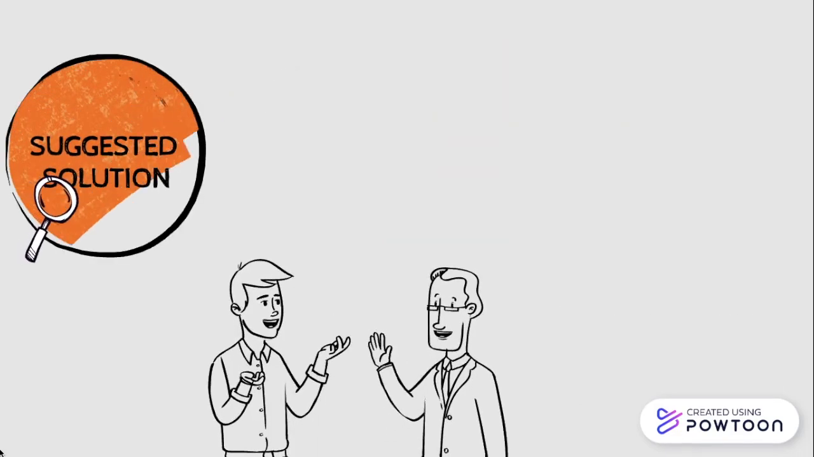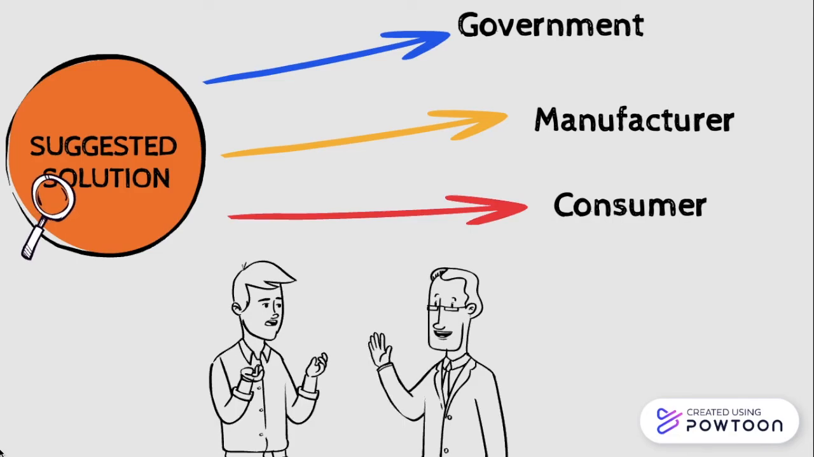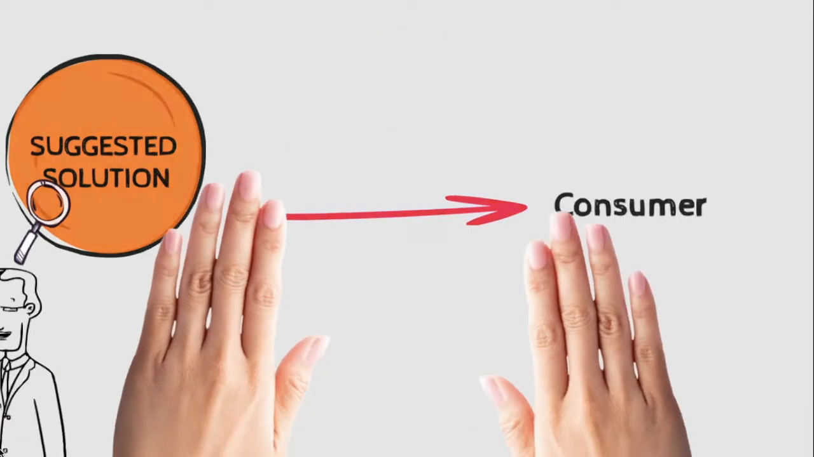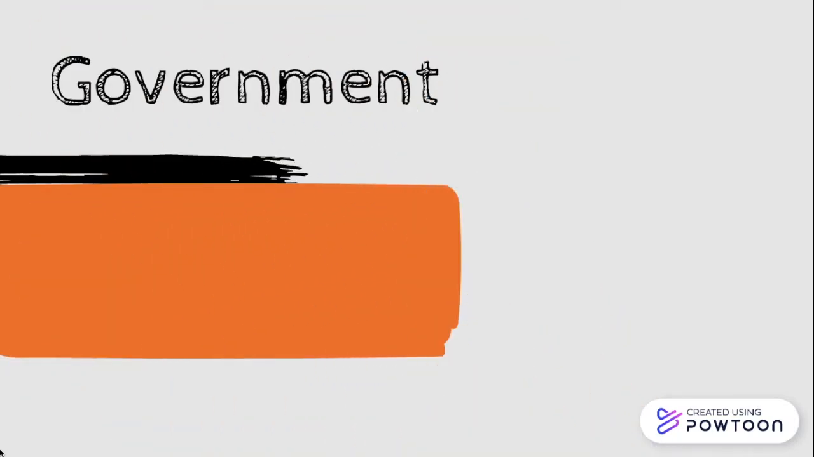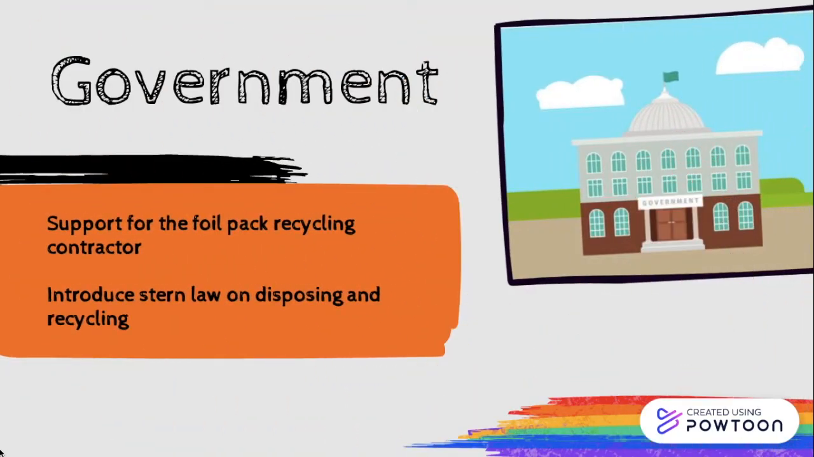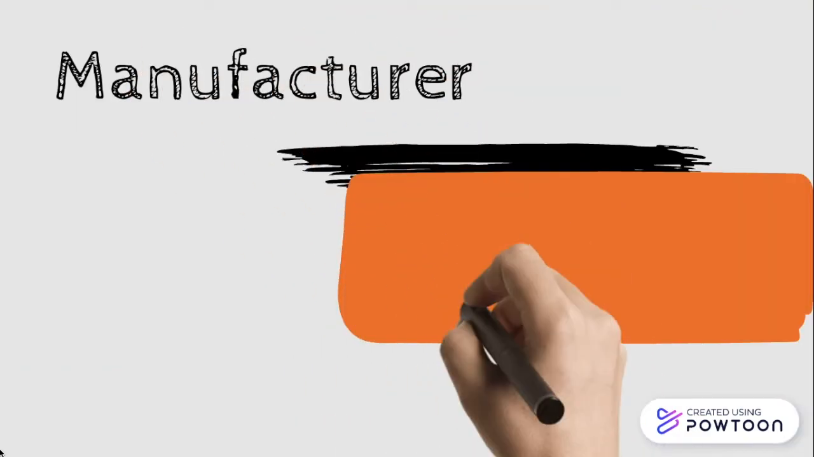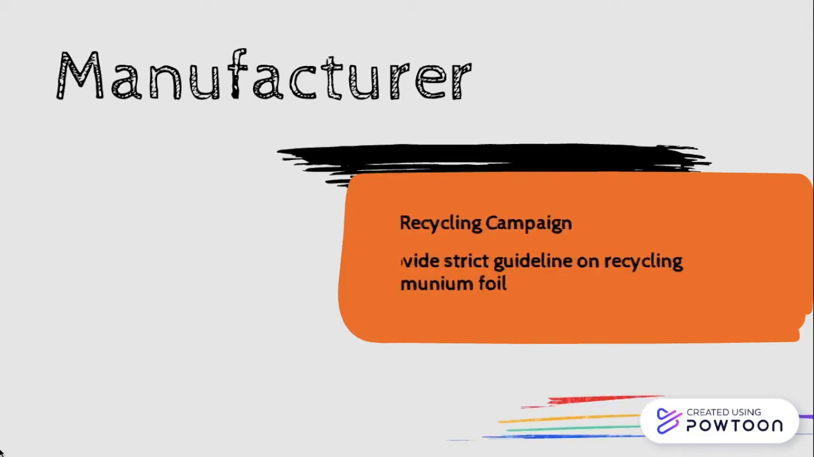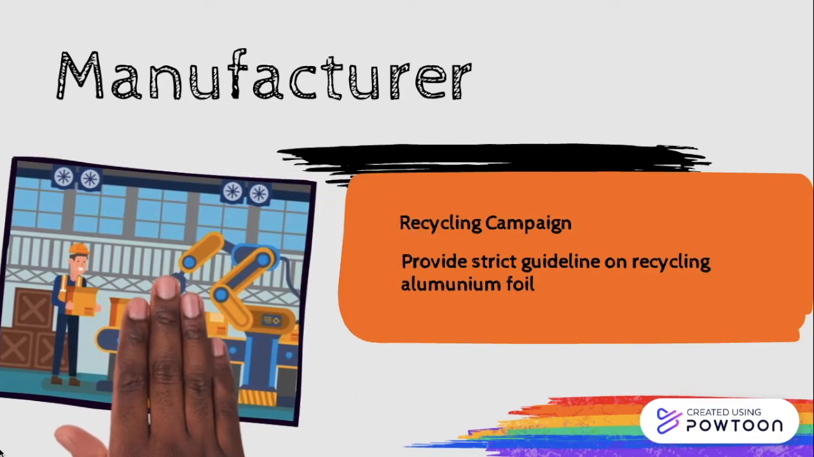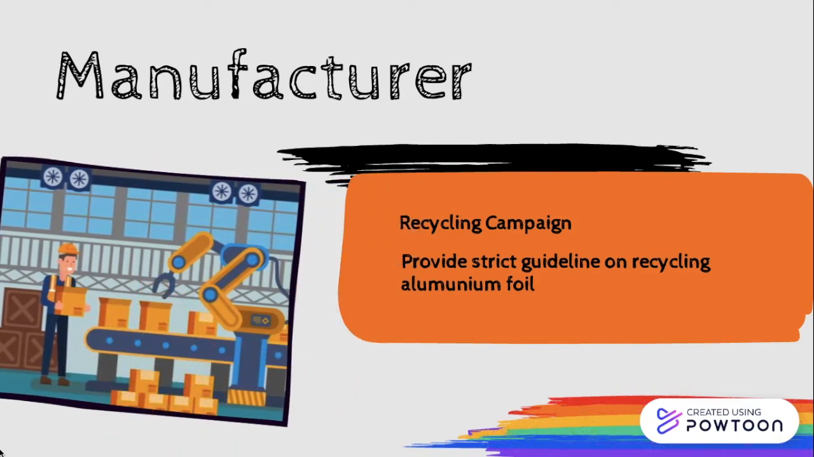So for the suggested solution, the government should provide support for the foil pack recycling contractor or company, such as providing rental assistance, financial aid, and some professional technology, like how to build up a foil pack recycling system or plant. For the producer, they should use more environmentally friendly materials such as glass or biodegradable packaging to reduce the cost of the recycling process and reduce the carbon emission. And also it is suggested that they should add some foil pack recycling bins in residential areas, supermarkets or other public places.